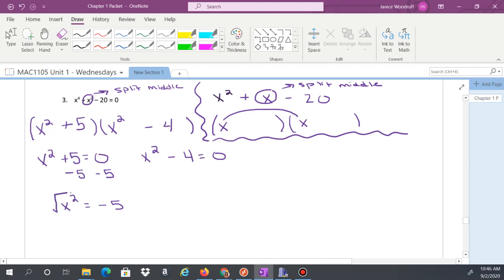Then I want to take the square root of both sides. So this is going to give me x equals, when I take the square root, do not forget, plus or minus. And then the negative 5, so that's going to be i radical 5. So that's the first one.